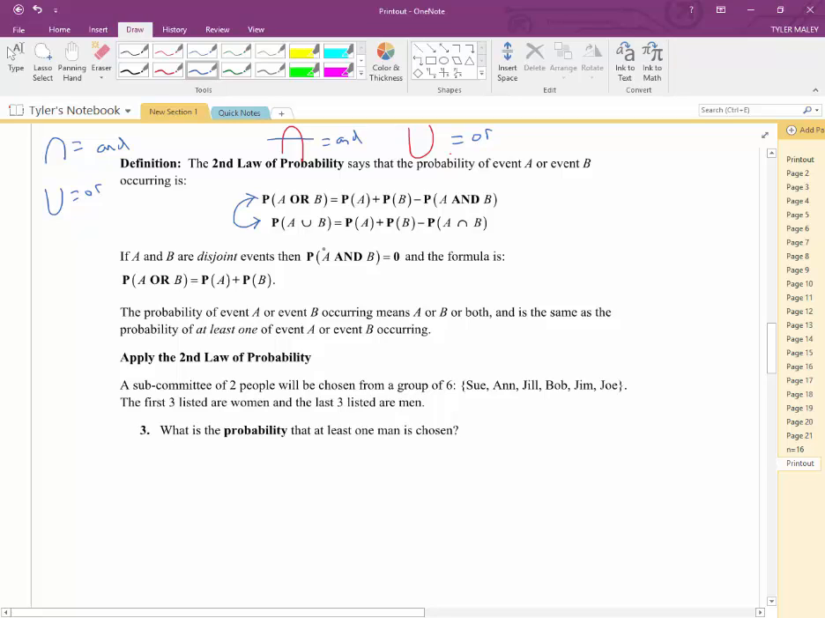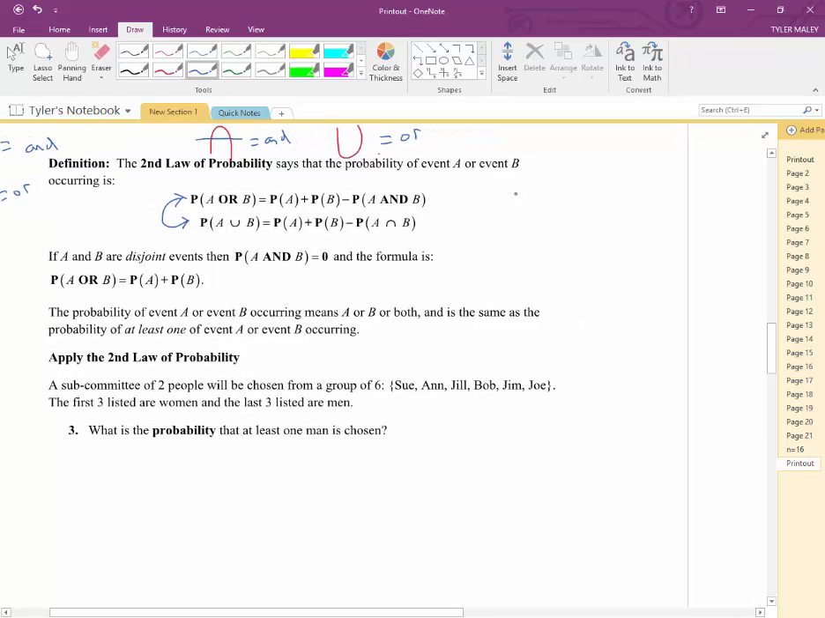So the second law of probability, we have event A and event B again. The probability of event A or event B occurring is equal to the probability of A plus the probability of B minus the probability of A and B.